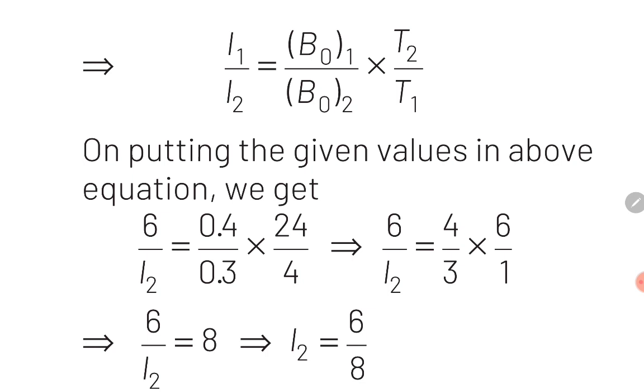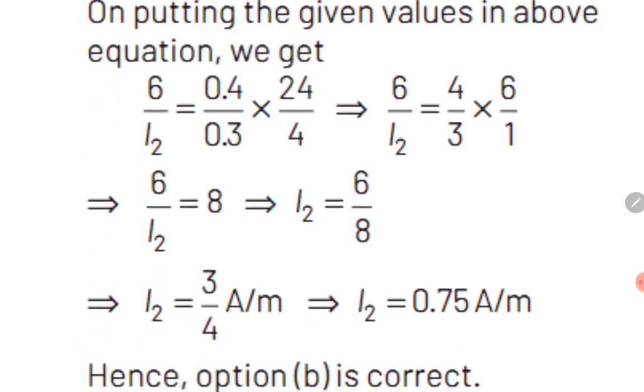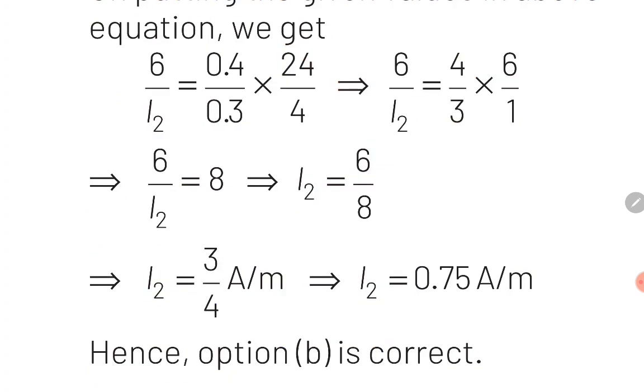Now we'll substitute the values. The value of B1 has been given as 0.4 Tesla and temperature T1 is 4 Kelvin. Value of B2 is 0.3 Tesla and temperature T2 is 24 Kelvin. Also guys, value of magnetization I1 is given as 6. By substituting all of these values, we'll obtain the new value of magnetization I2 as equal to 3 by 4 ampere per meter. So guys, with this we have completed this question. Now let's move ahead to the next slide.